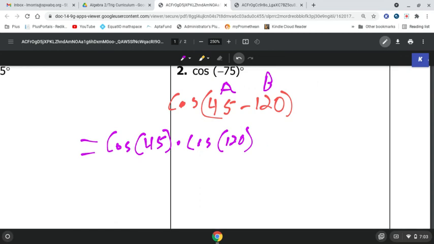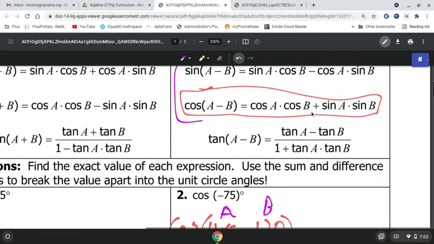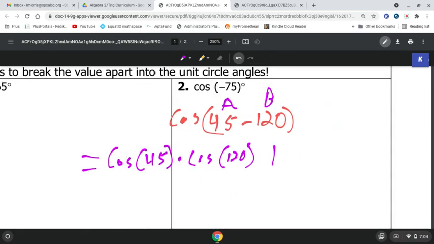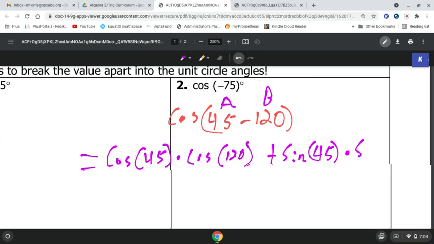All right. Then we're going to subtract. No, we're going to add. So in sine, you subtract, but in cosine, you add. So it's add sine of A, which is just going to be plus sine 45. And then we're going to multiply that by sine of B, which is just sine of 120.